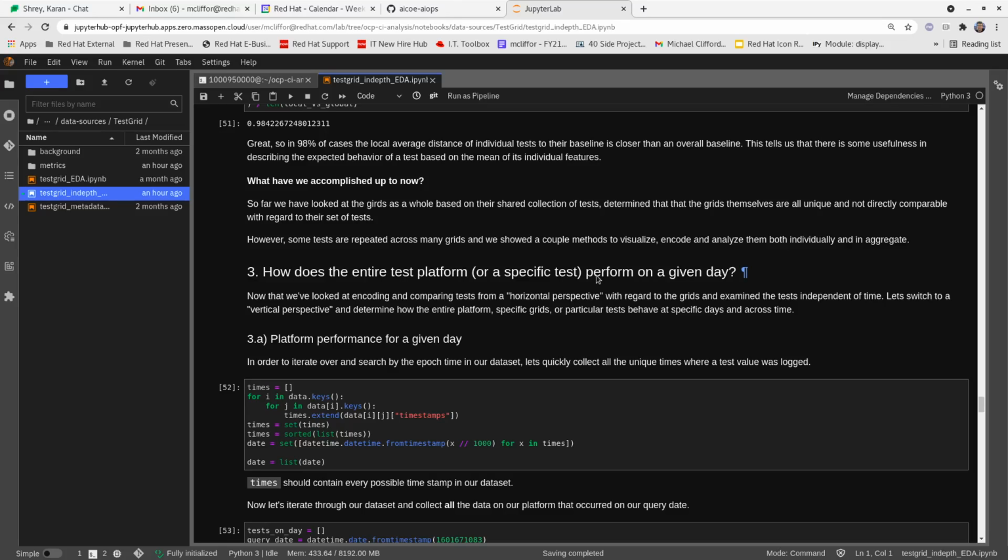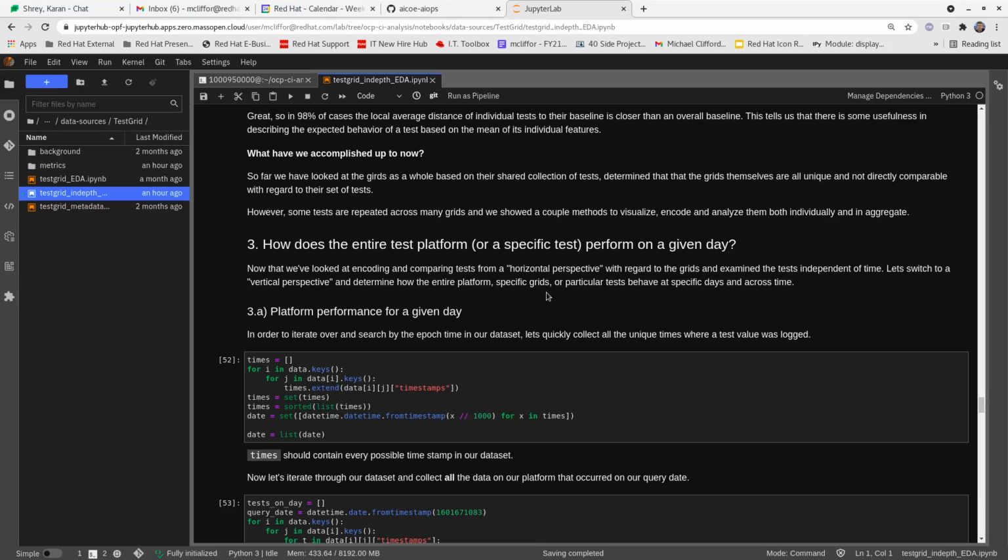However, the grids are comprised of tests, and the tests are in fact repurposed a number of times throughout the platform. So we can take the tests as a unit to analyze, and because they have different samples and different time series, we can use these statistical methods to convert them into some kind of object that we can do analysis, machine learning, and visualization with.